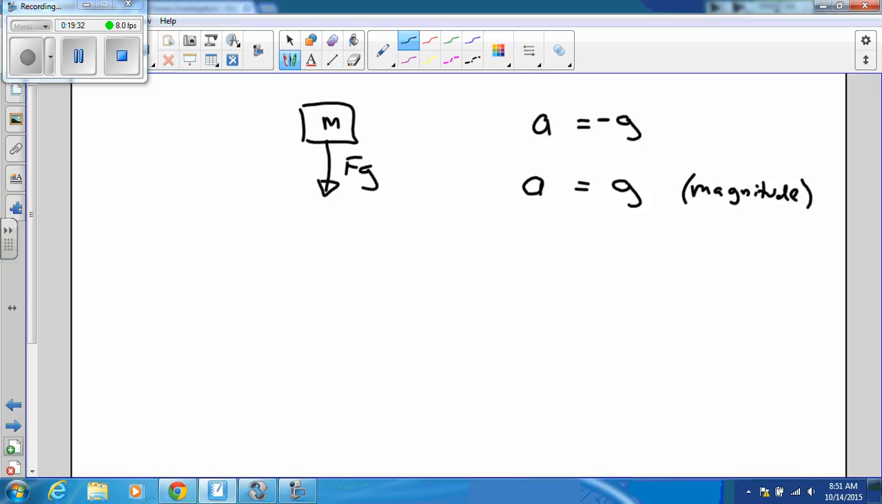All right, so we knew all those pieces. Now I want you to put them together really simply. Apply Newton's second law to this object. Go.